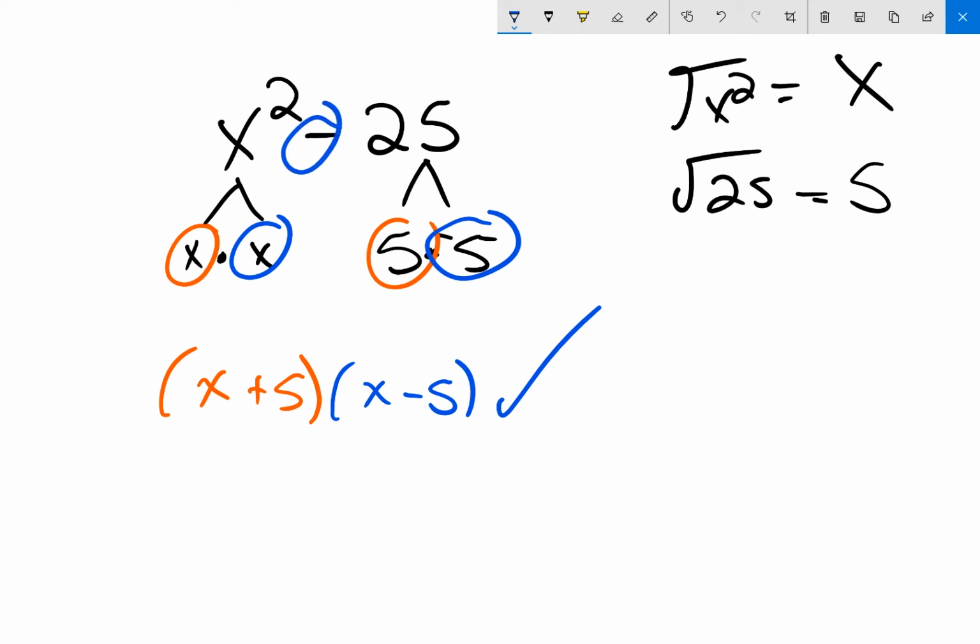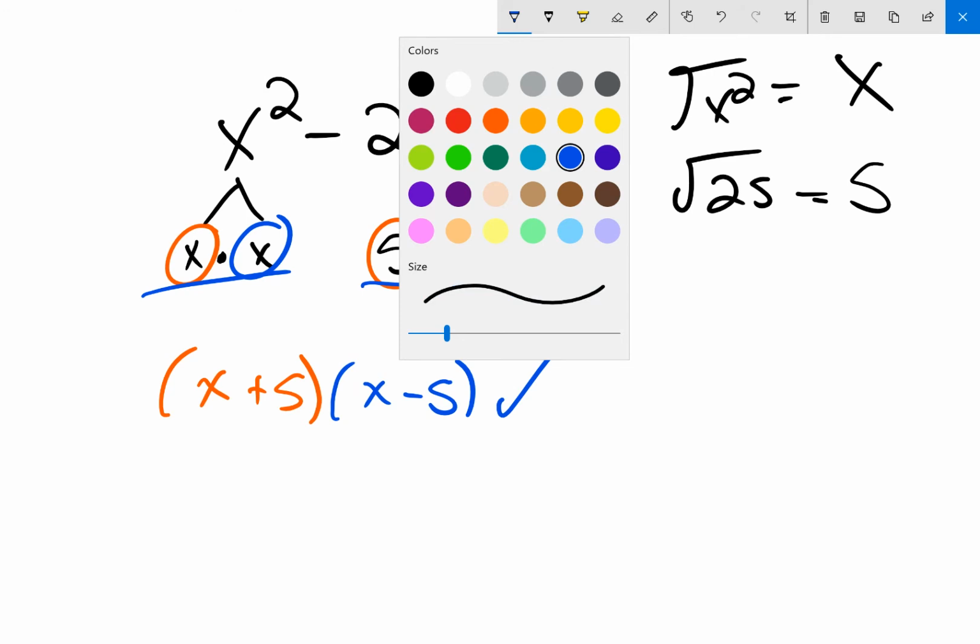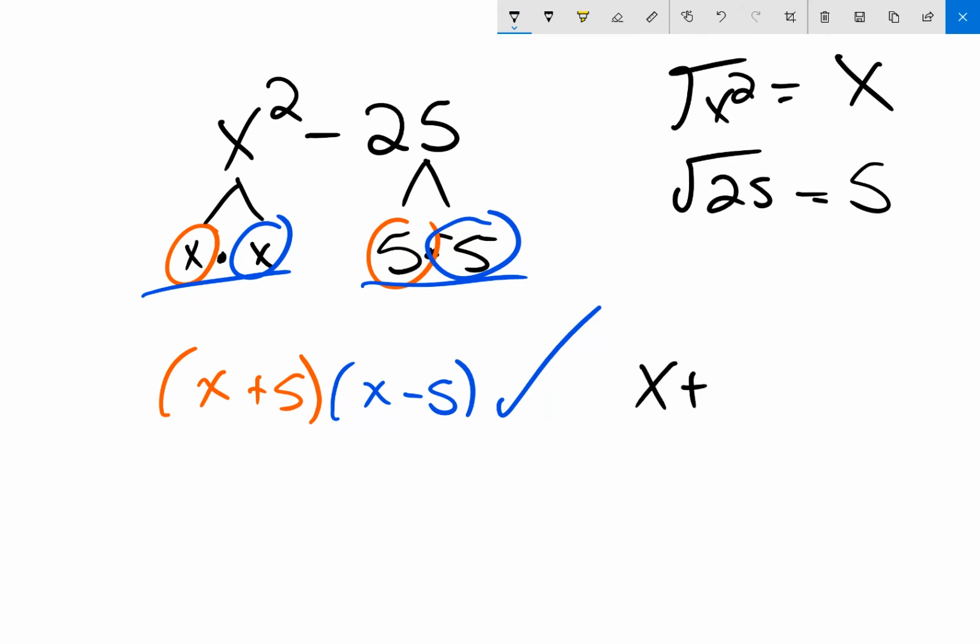So it has to be a minus sign. And as long as it's a minus sign, you can do exactly what I did here. Just make sure you know what the square roots are, and then pair those numbers up. And again, to check that this works properly, if you distribute or FOIL this back together, you should get what you started with.